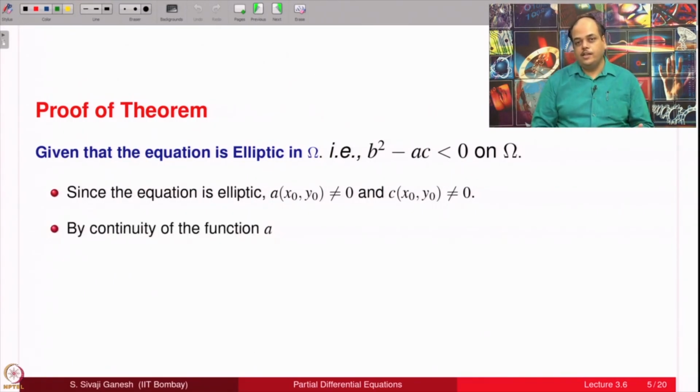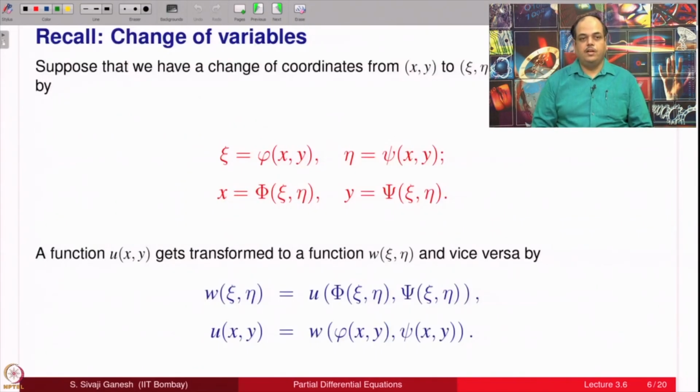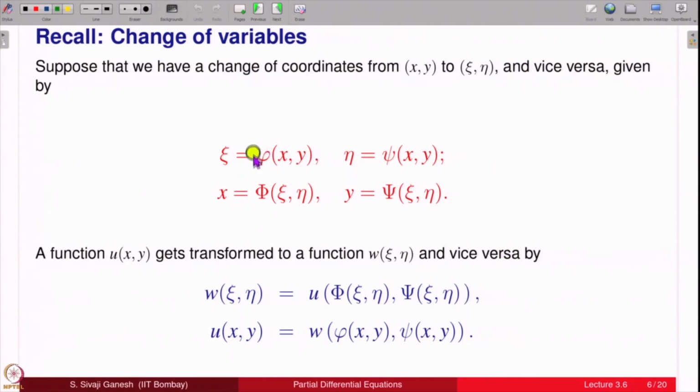And we are assuming they are real analytic, definitely continuous. So, by continuity of the function, a will be non-zero in some open set U which contains x0 y0. Recall the change of variables: xi and eta are given by two functions phi and psi. If this gives rise to a change of variables, you can invert back, you can write x and y in terms of xi and eta, we use capital phi and capital psi for that, and a function of xy can be identified with a function of xi eta, and they satisfy these two relations.